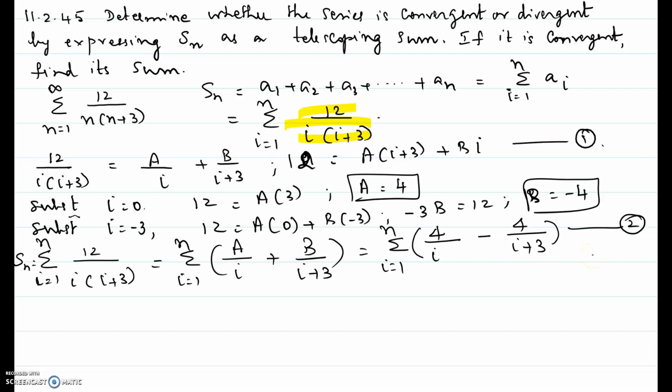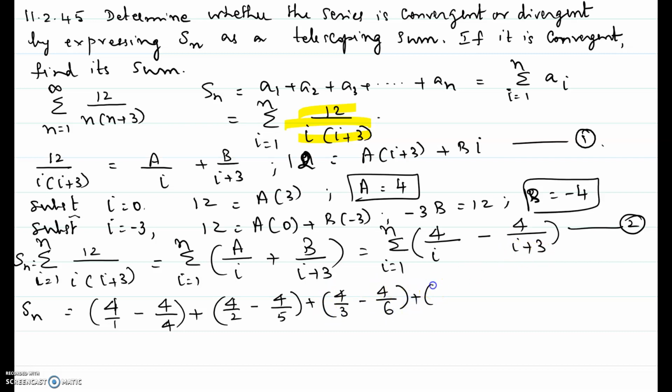Now we are going to expand this by giving values for i successively starting from 1 through n. So the partial sum becomes, you start with i equal to 1: 4 over 1 minus 4 over 4. That will be the first term. The second term, substituting i equal to 2, is 4 over 2 minus 4 over 2 plus 3, which is 5. Then you plug in i equal to 3: 4 over 3 minus 4 over 3 plus 3, which is 6. Then you take one more term just in case: 4 over 4 minus 4 over 4 plus 3, which is 7. So that's how I get the first 4 terms.